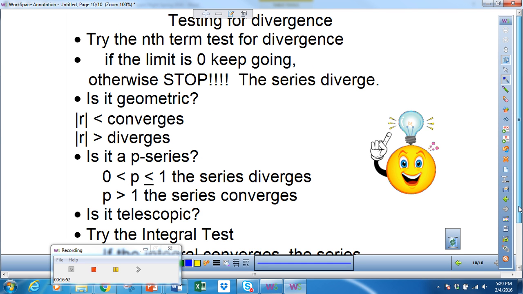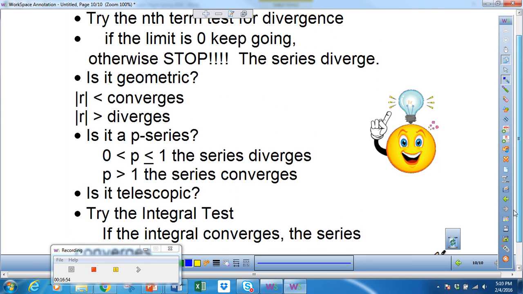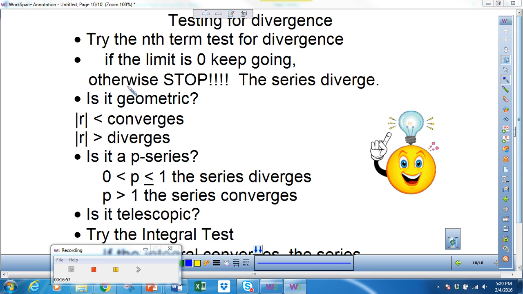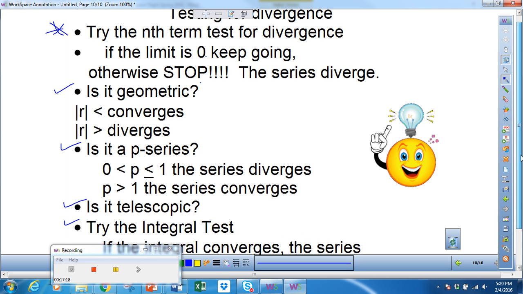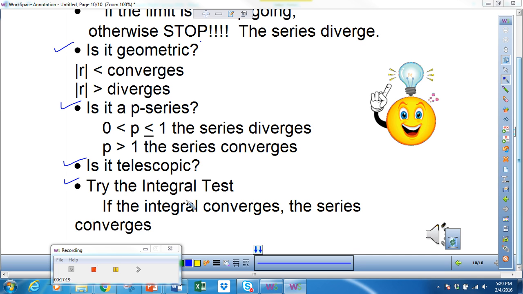Okay. These are some steps you want to do as you test for divergence. You want to always start with the nth term test first. If the limit is 0, you keep going. It doesn't tell us anything. If it's not 0, we know that it diverges. The only tests that we know now, so we want to check to see, is it geometric, is it a p-series, or is it telescopic, or is it integral? And you want to try those in that order. Integral test is going to be the last one you want to try.